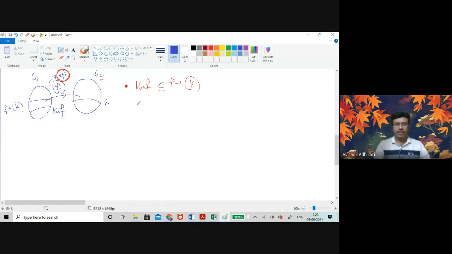Okay, let's start with this. Let X belong to kernel of F. What does it mean? That implies F of X equals E of G2, and that belongs to K, because K is a subgroup of G2. That implies X belongs to F inverse K. Then that implies kernel of F is a subset of F inverse K.